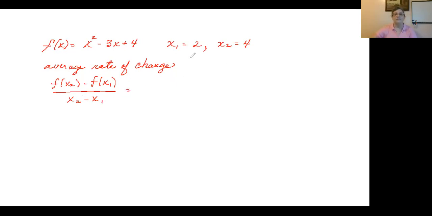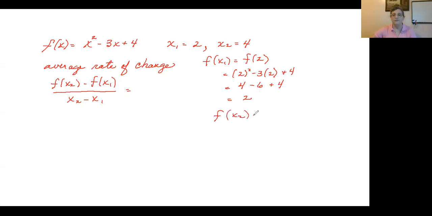Now it's a lot easier when you've got x values you can just plug in to go ahead and find what f of x1 is going to be and f of x2. F of x1, which is just f of 2 in this case, is going to be 2 squared minus 3 times 2 plus 4, which is 4 minus 6 plus 4, is 8 minus 6, which is 2.